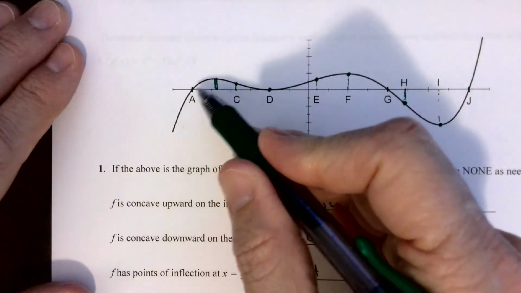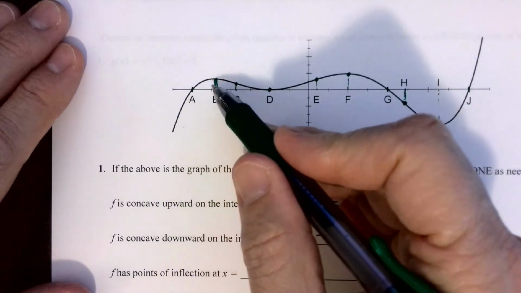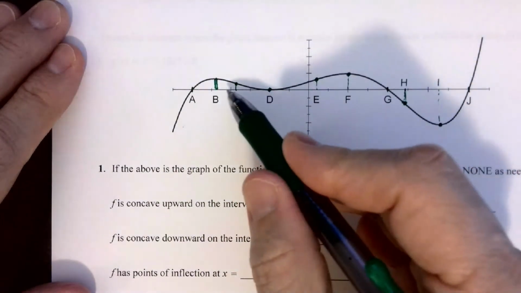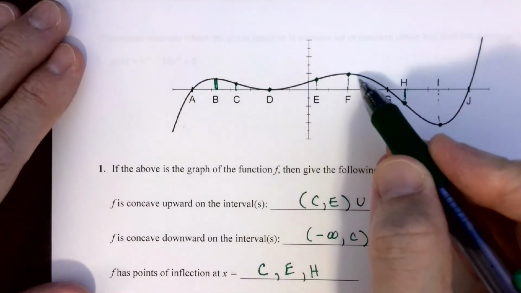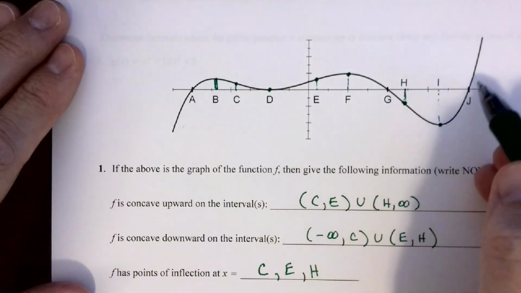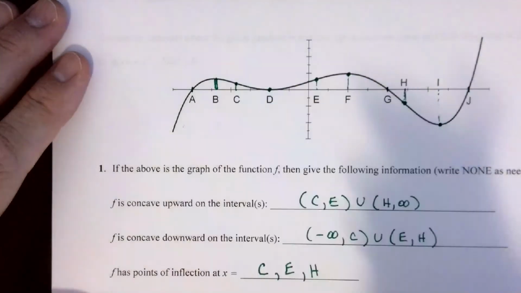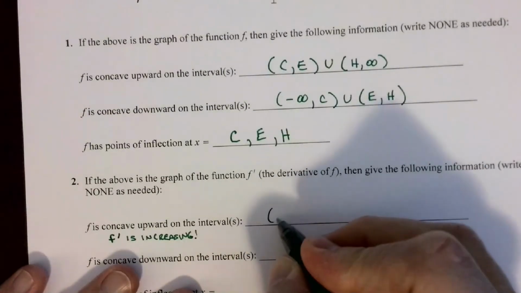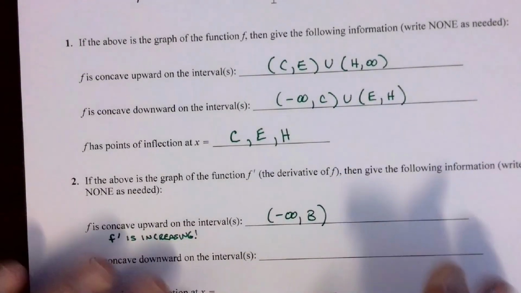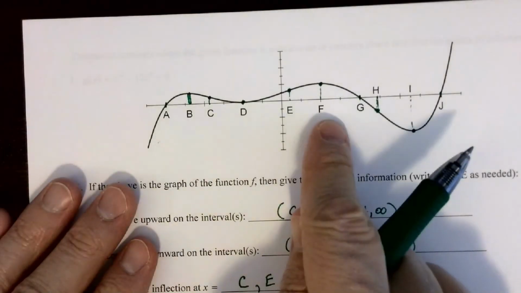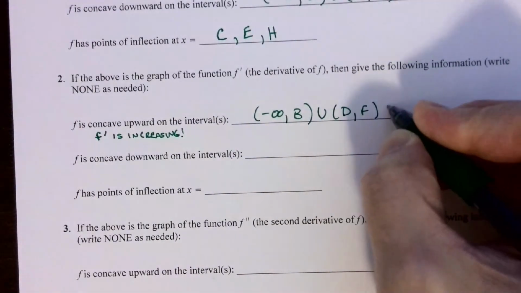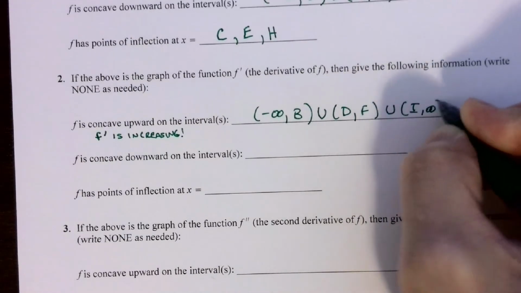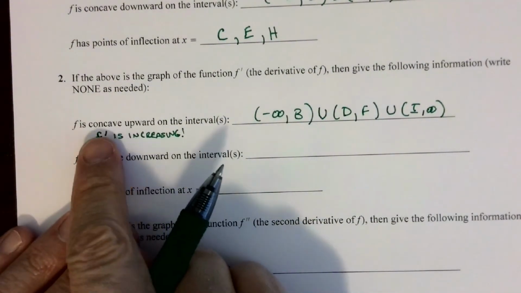It's going up, up, up, up, up, for all values less than b, right? All values less than b. Then sliding down. At d, it does what again? Starts going up all the way to f, starts going down, and then from I on to infinity, right? So everything less than b, everything between d and f, and then everything greater than I. That's where f prime is increasing, hence that's where f is concave upward.